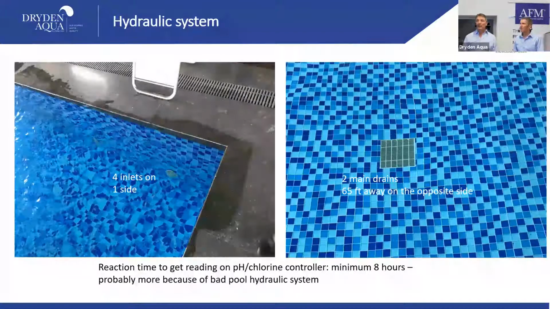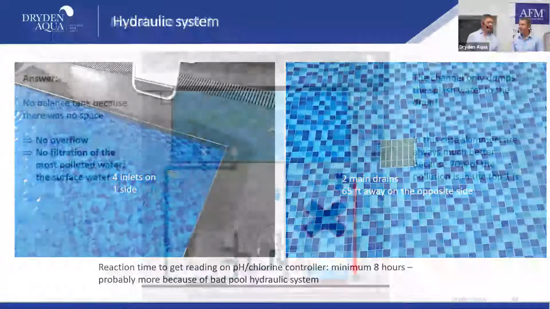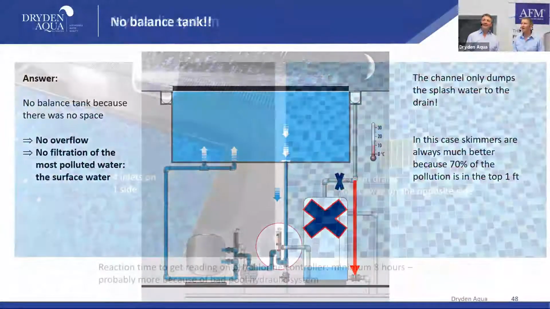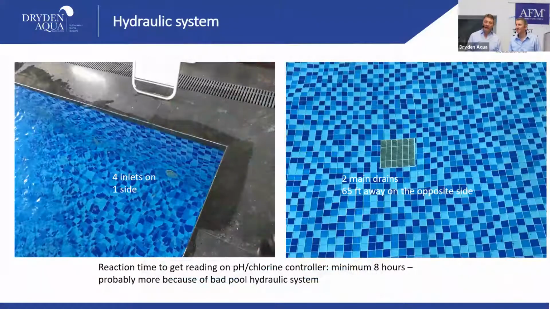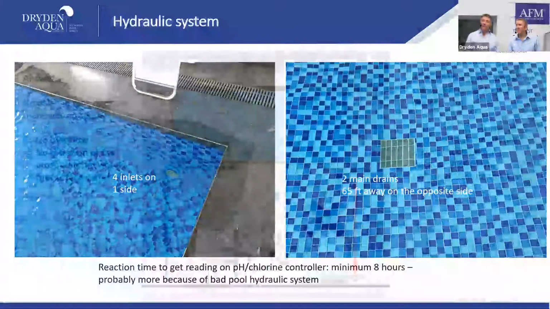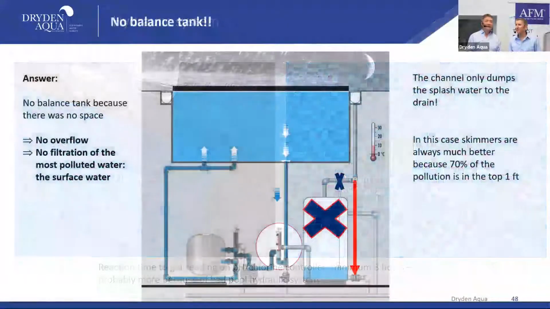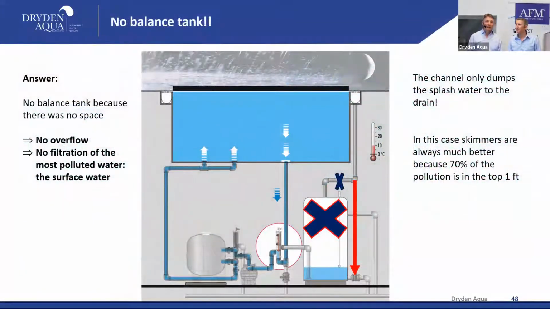Very clear. But the other one, look at the overflow here. Dry. Honestly, we didn't find it. It took us a moment to find out, but then we did, because we were in the technical room, and Philip said, where is the balance tank? And the answer was, there is no balance tank. So the splash water goes directly to the drain, because they said, well, we don't have space for a balance tank. But that makes it for the surface water, and the surface water is the most polluted water.